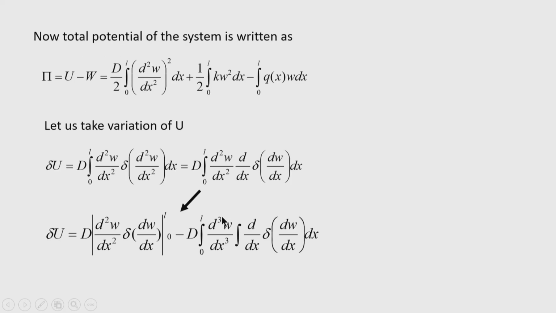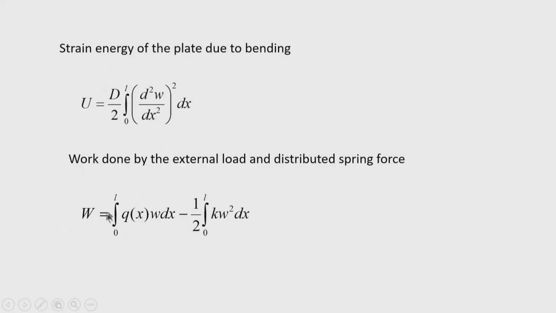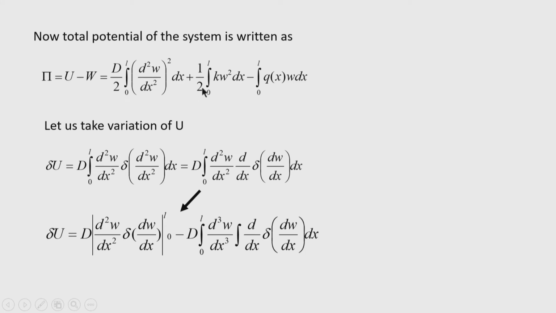Now, we write the total potential pi equal to U minus W. So, U is D by 2 integral 0 to L (d square w by dx square) whole square into dx minus W, and what is W? W has two components. The first component is due to this distributed external load and the second component is due to the spring reaction. So, the spring component was negative there and it is now becoming positive, because minus W is there, and then the work done due to distributed loading.